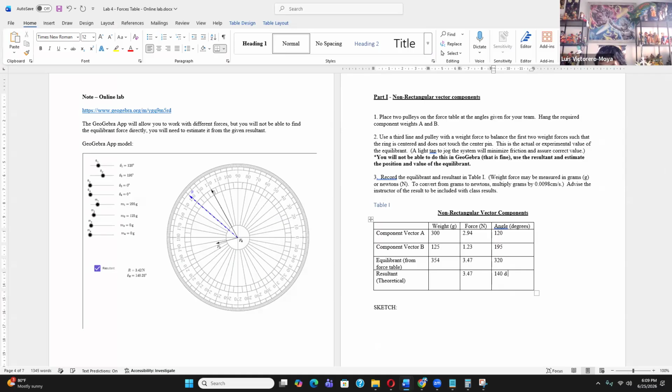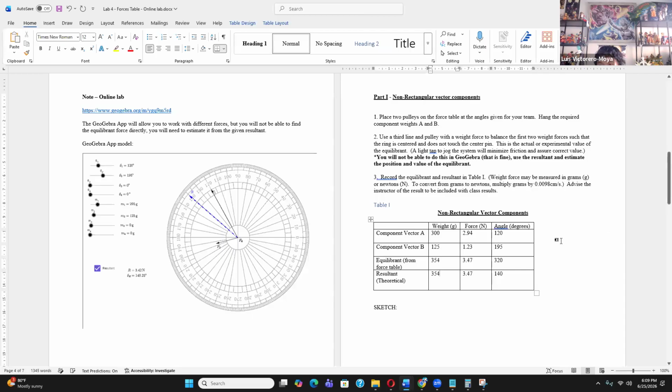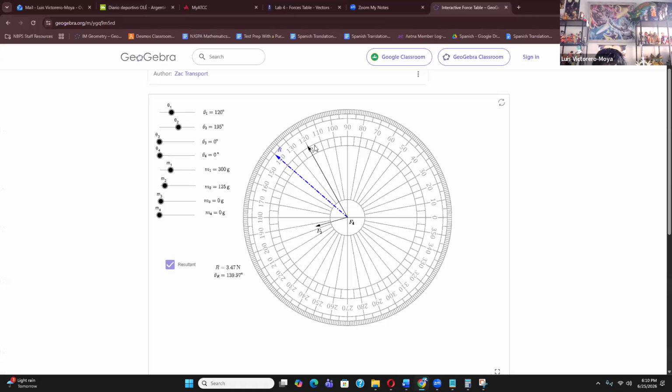All right. And for the weight, times 1,000, 354. So, guys, that's how you do part 1. For the sketch, just take a picture of this. That's part 1.